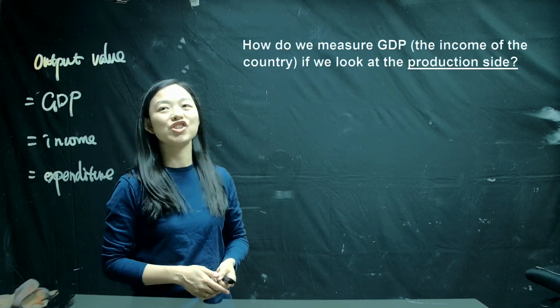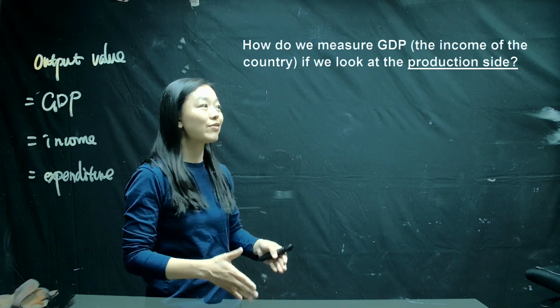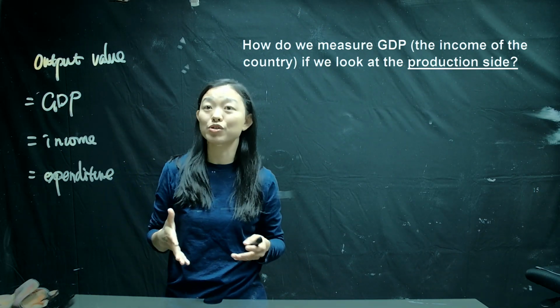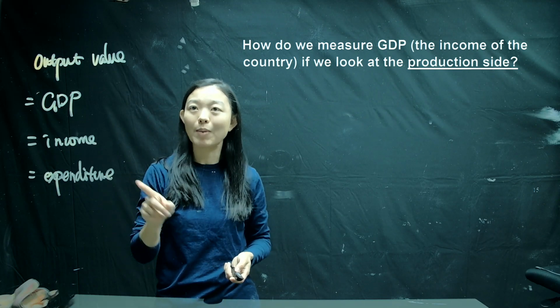Now let's look at GDP. So how do we measure GDP if we look at the production side? Here I would like to show you how we can measure GDP from the production side. Now let's look at the GDP definition one by one.